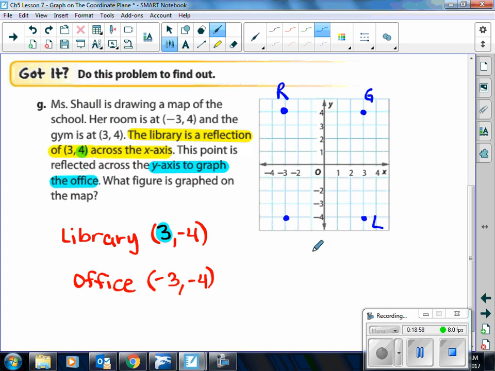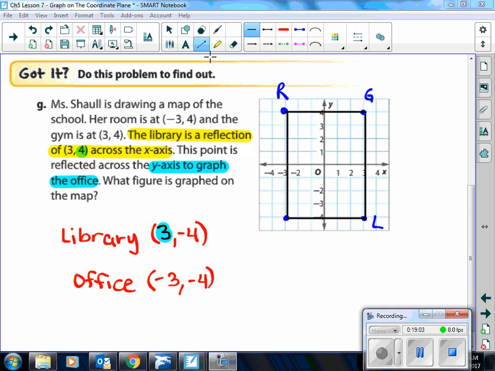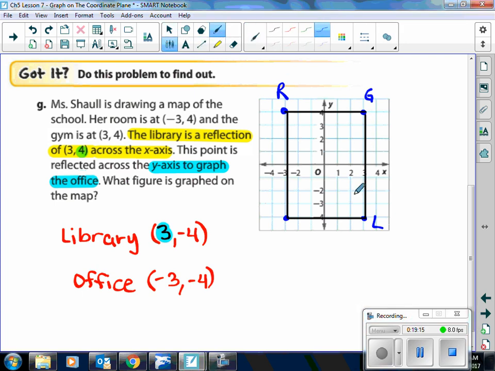Very good. What figure is graphed on the map? So here, this is a rectangle. Very good. And we know it's not a square because it does not have all equal sides, right? And you know this from the length of the sides just by counting the squares. So this is going to be 1, 2, 3, 4, 5, 6 up here. And this is 1, 2, 3, 4, 5, 6, 7, 8 right there. That's how you find the distance of the lines on the coordinate plane.